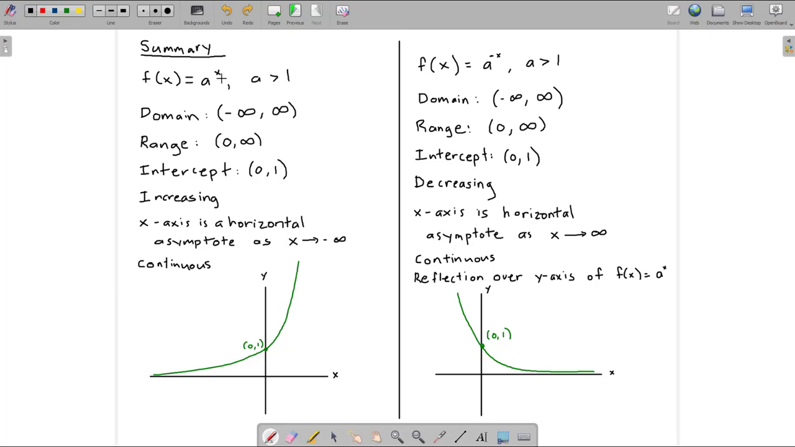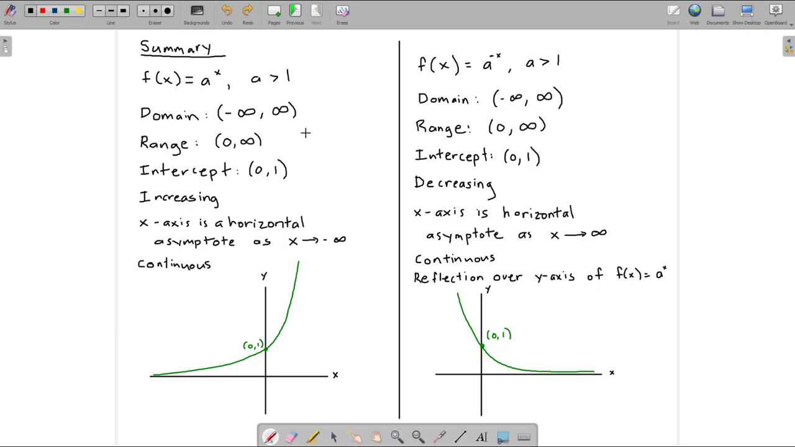So here's a general summary of exponential functions, listing the properties and looking at our two different cases that we could have, this a to the x and a to the negative x. So let's go ahead and run through the properties. We'll take f of x equals a to the x, where a is greater than 1. So the domain of this function is all real numbers, or you can write it as negative infinity to positive infinity. Because looking at this function, there's no way that we can divide by 0 or take a square root of a negative number. So we can plug in any value of x that we want.